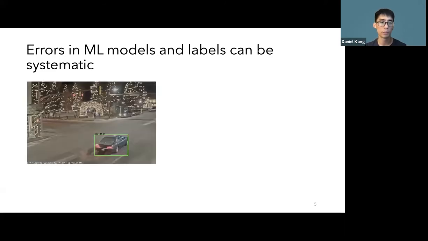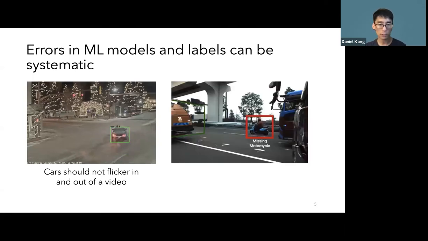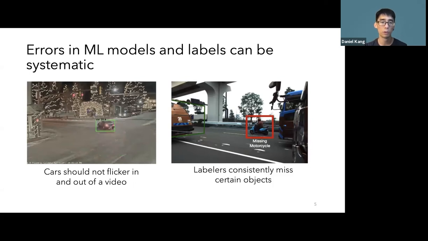For example, I'm showing here an example of an object detection trying to detect the bounding box of this car in this video. And as you can see, the prediction of the box flickers in and out rapidly. And we can write an assertion of the form car should not flicker in and out of this video fairly easily. Similarly, on the right-hand side here, I'm showing an example of a missing motorcycle in a labeling pipeline. This is a concrete example of a more general phenomena where labelers can consistently miss certain objects.